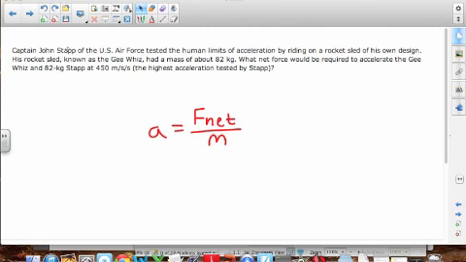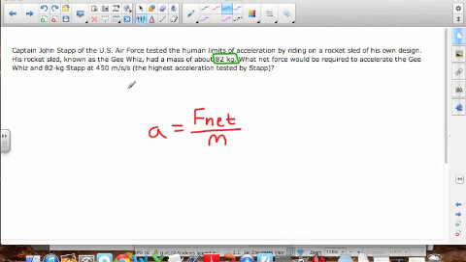So Captain John Stapp of the U.S. Air Force tested the human limits of acceleration by riding on a rocket sled of his own design. His rocket sled, known as the Gee-Whiz, had a mass of about 82 kilograms. What net force would be required to accelerate the Gee-Whiz and Mr. Stapp, Captain Stapp, at 450 meters per second per second?